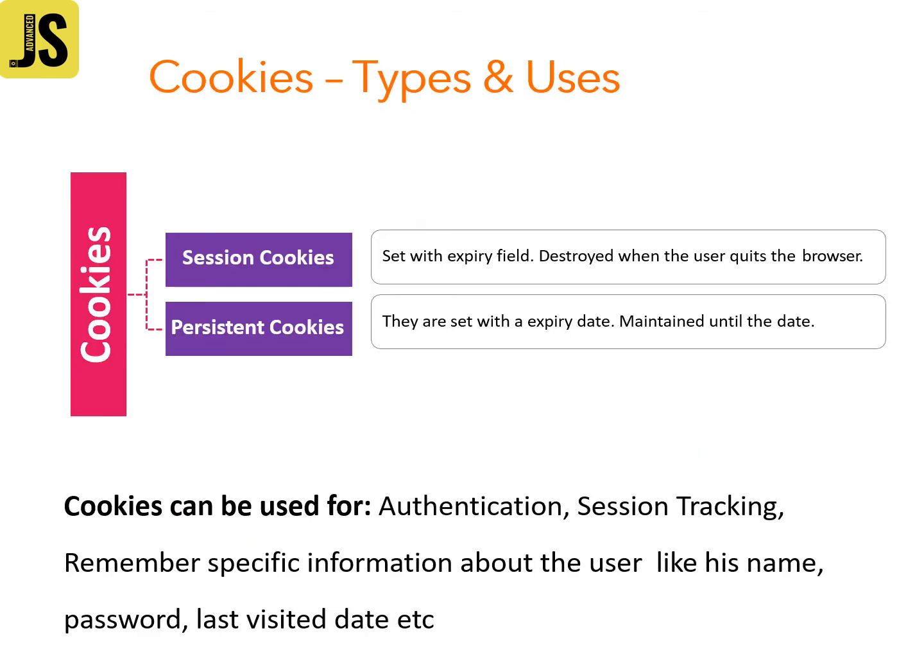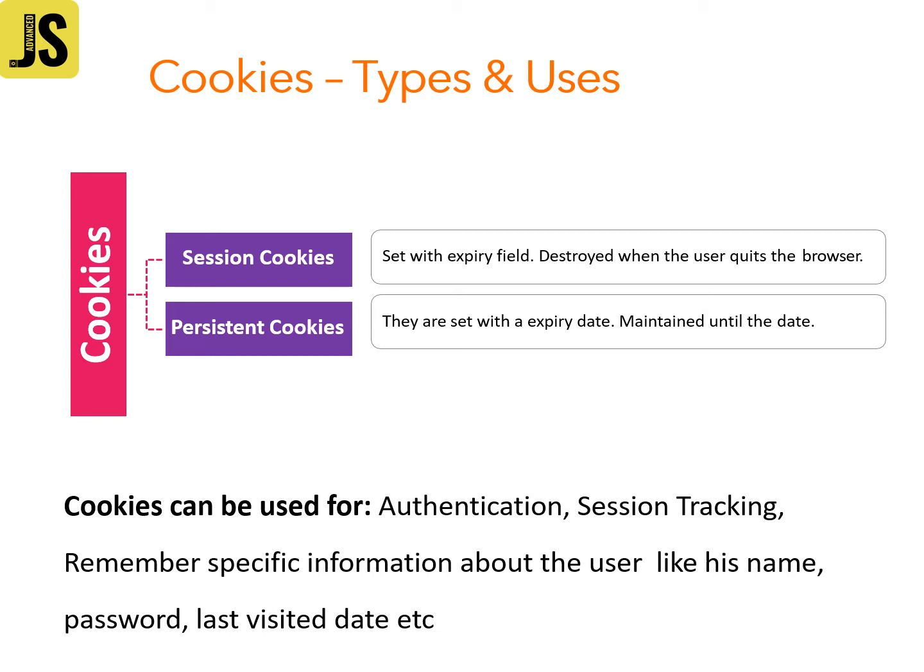Now we can see the different types of cookies and their uses. Cookies are mainly of two types: session cookies and persistent cookies. Session cookies are cookies set without an expiry date, and they are destroyed when the user quits the browser. That particular cookie will be destroyed when the user quits that particular browser.